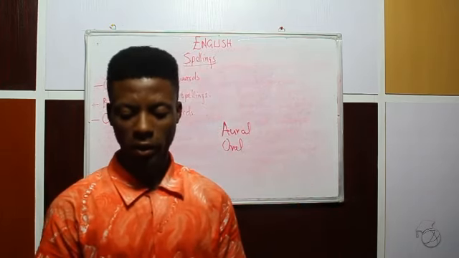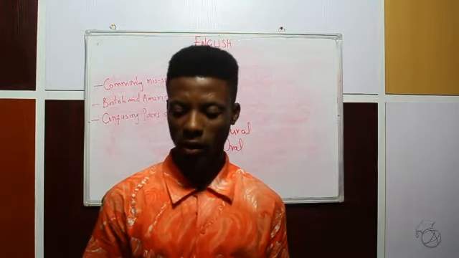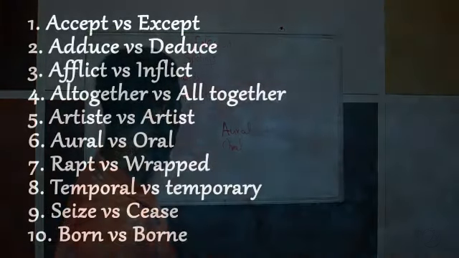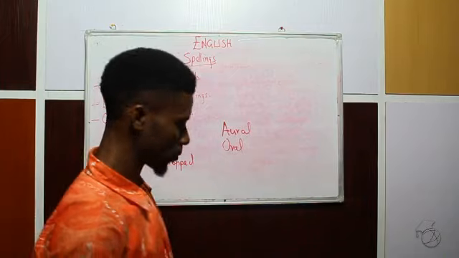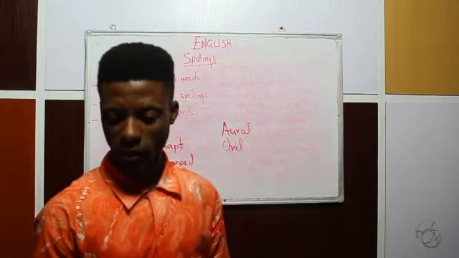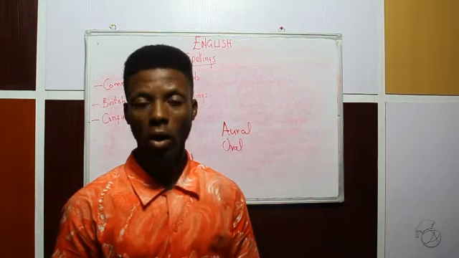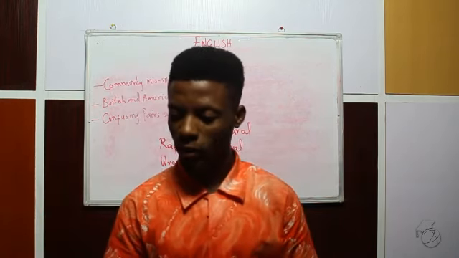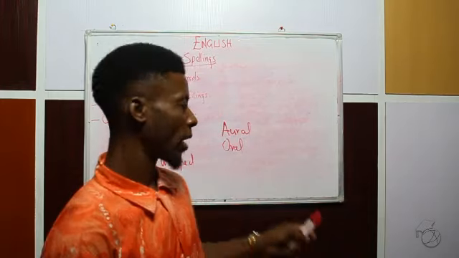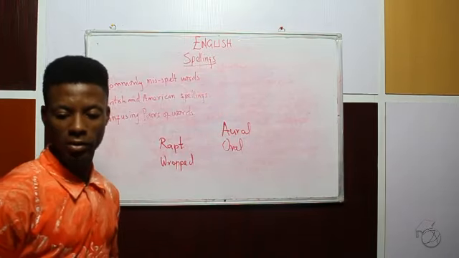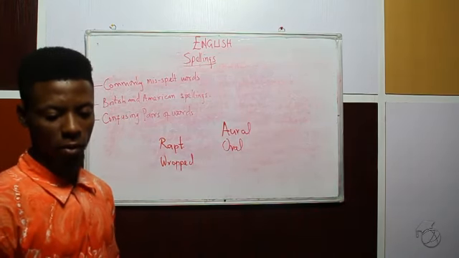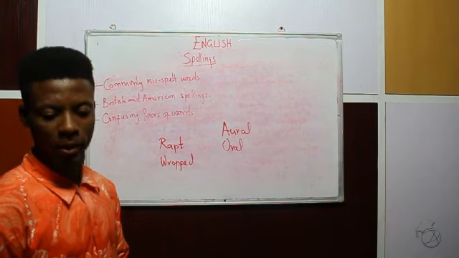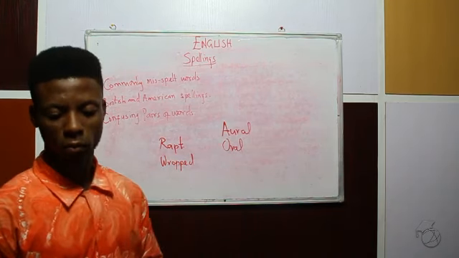We also have examples like rapt and wrapped. Rapt is to be deeply engrossed as in thoughts, while wrapped is the past form of wrap, which means to be enclosed in something, such as a parcel.